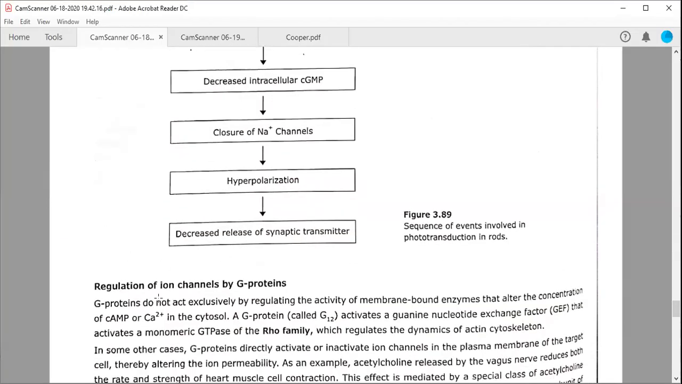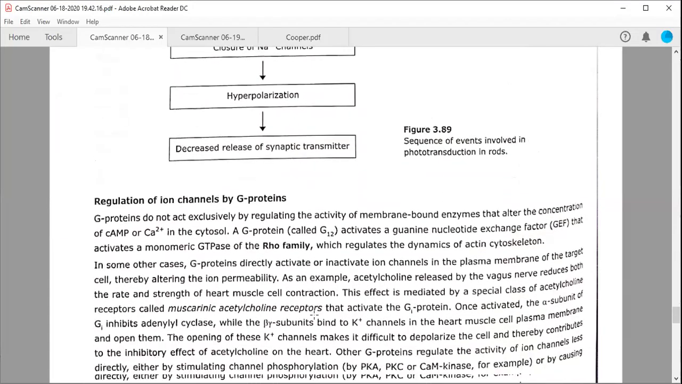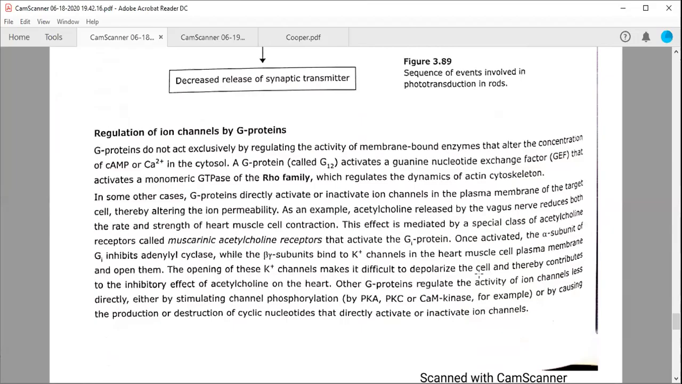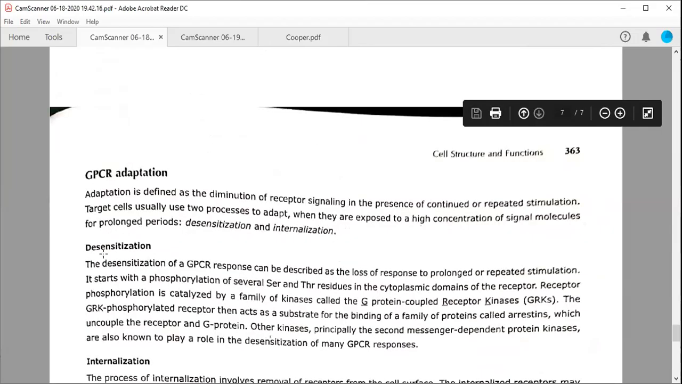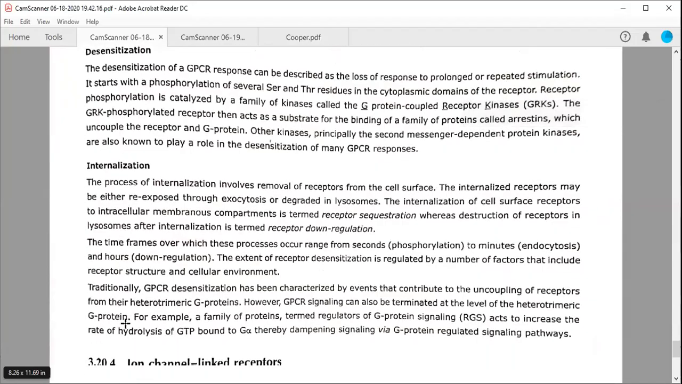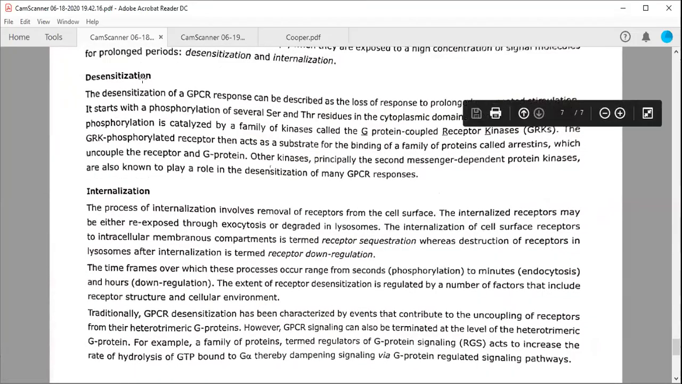So the regulation of ion channels by G proteins is something we will discuss in our next class. GPCR adaptation means desensitization and internalization, so these two things can happen. Either the receptor will be desensitized, so that even if more ligand binds, they will not respond. Or they are internalized, meaning they will move inside the cell.